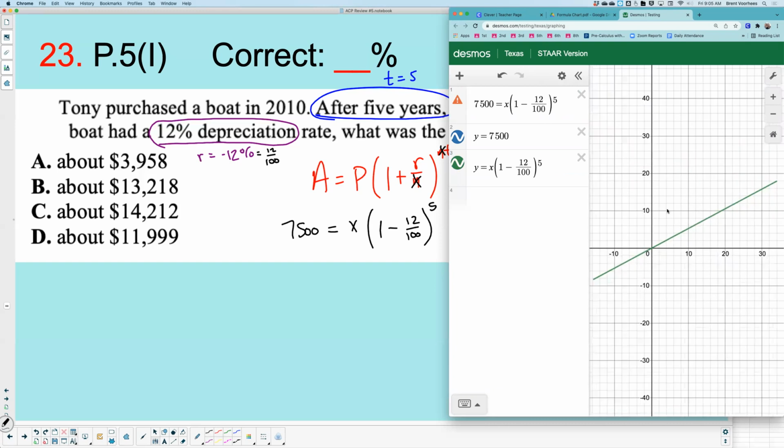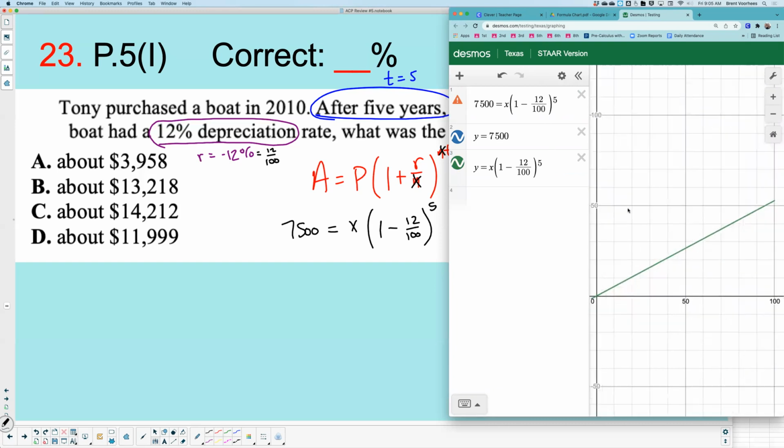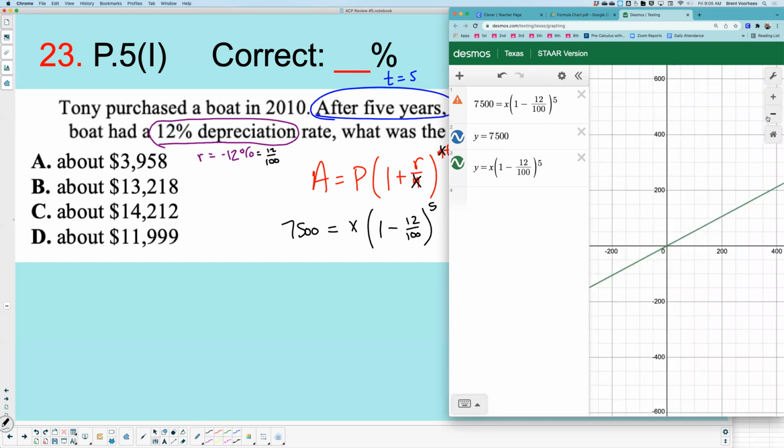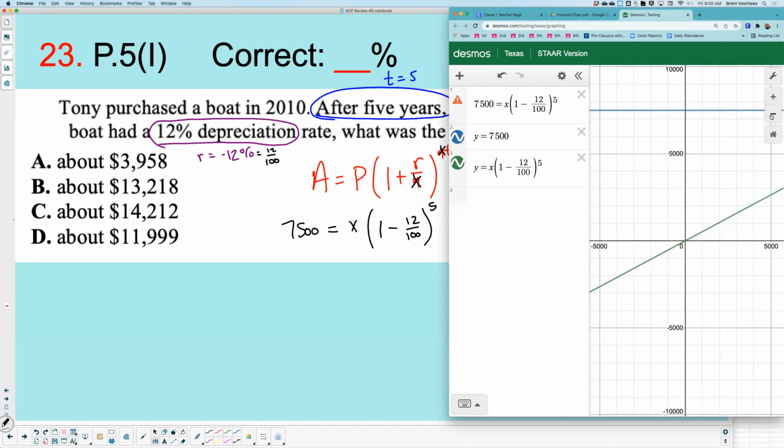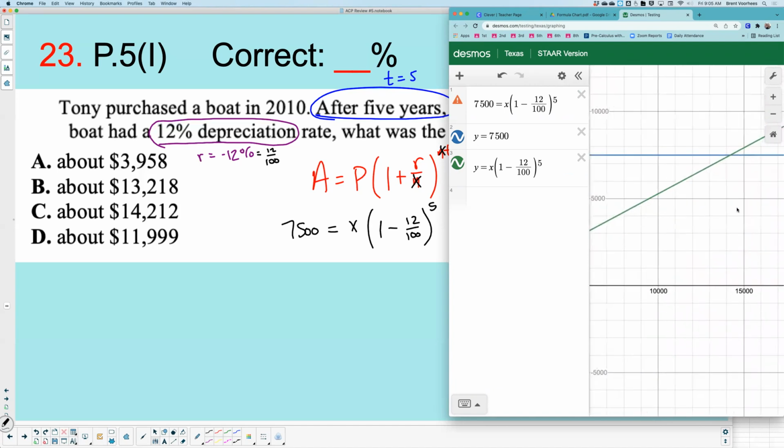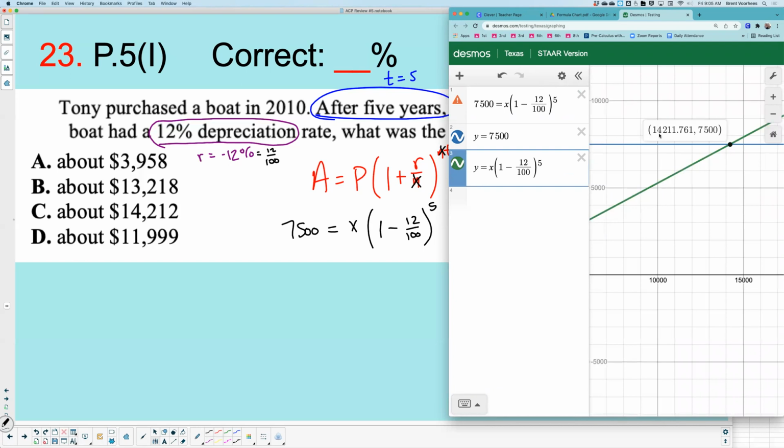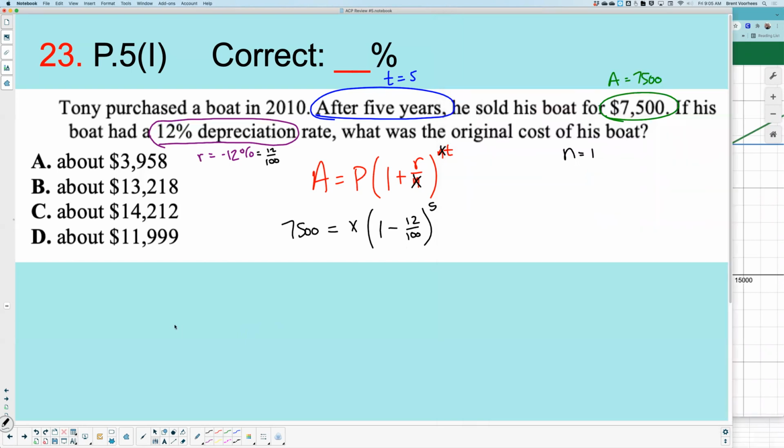So I only see one picture. I'm going to zoom out. It's going to be a flat line at 7,500. 7,500 is the constant number. And I want to see where they intersect. They intersect at 14,211.76. So the answer would be C.